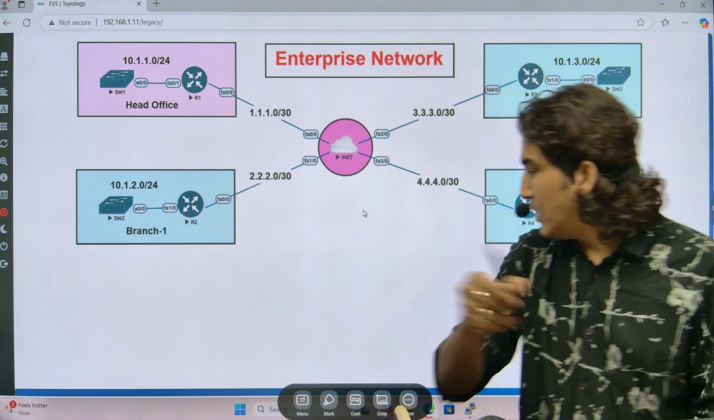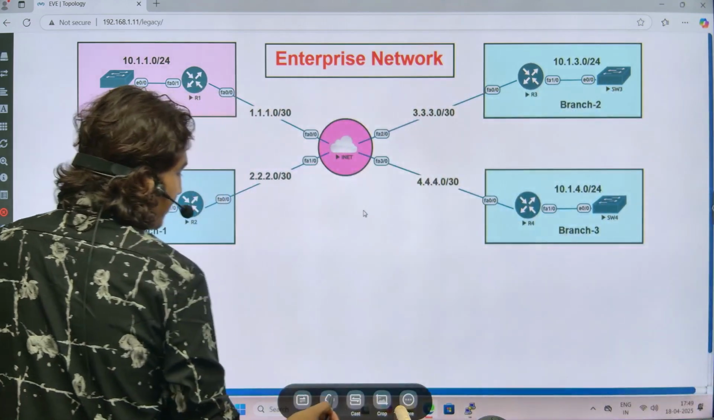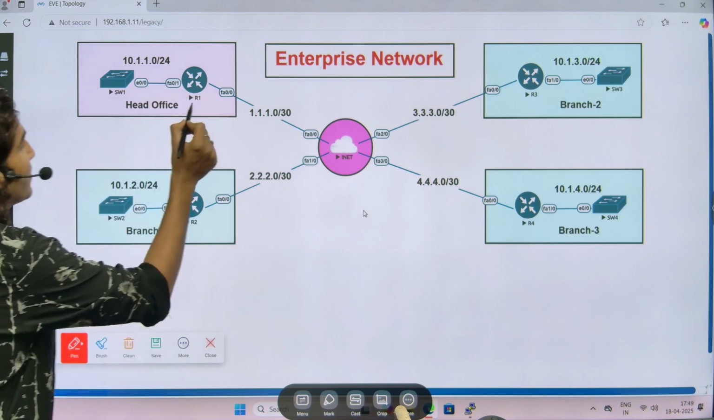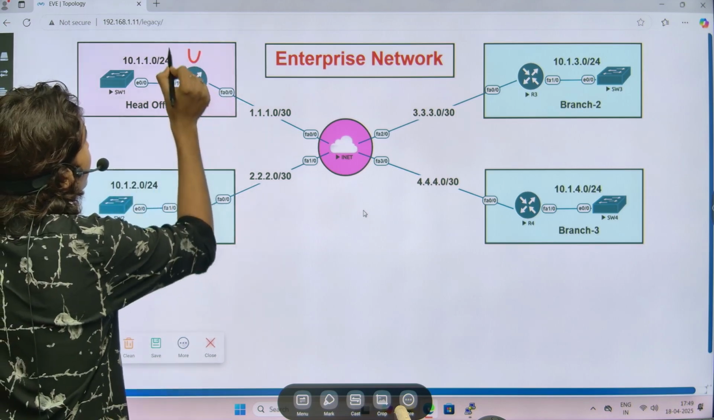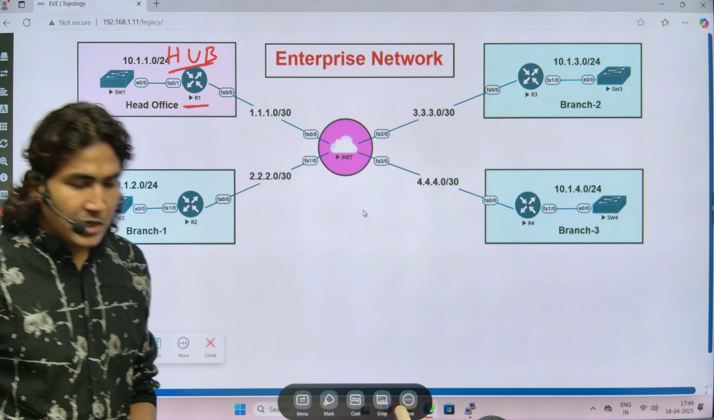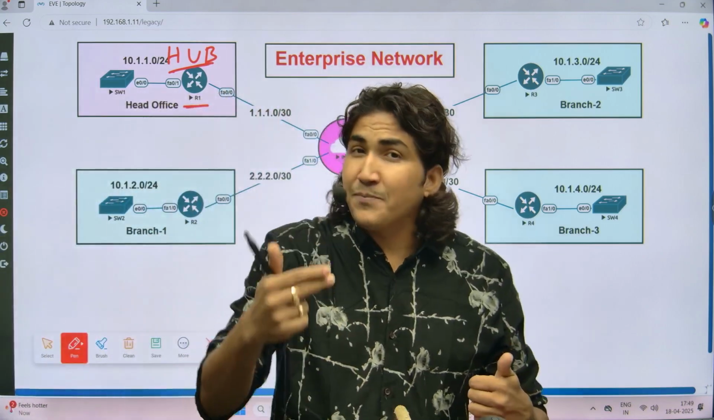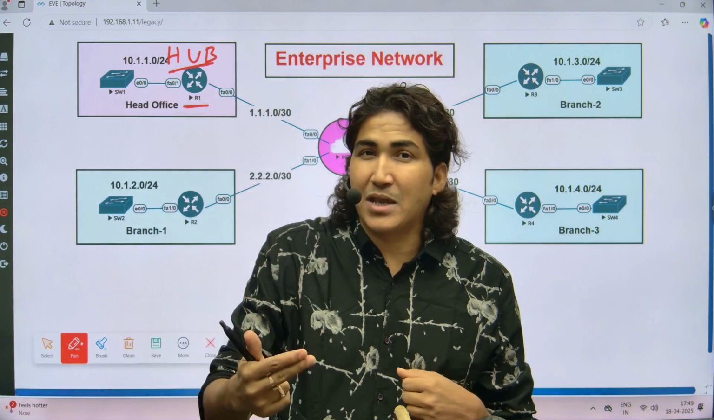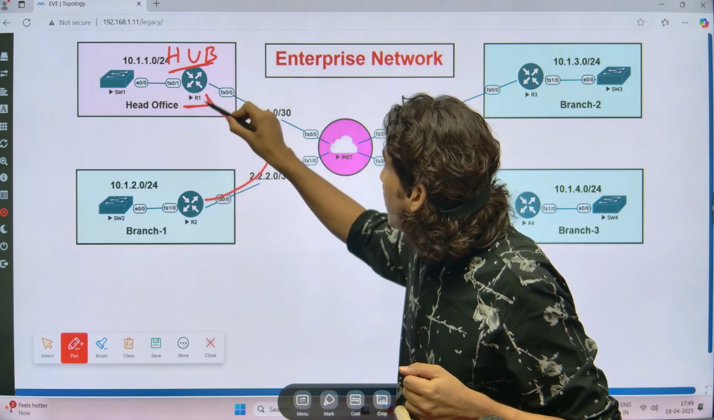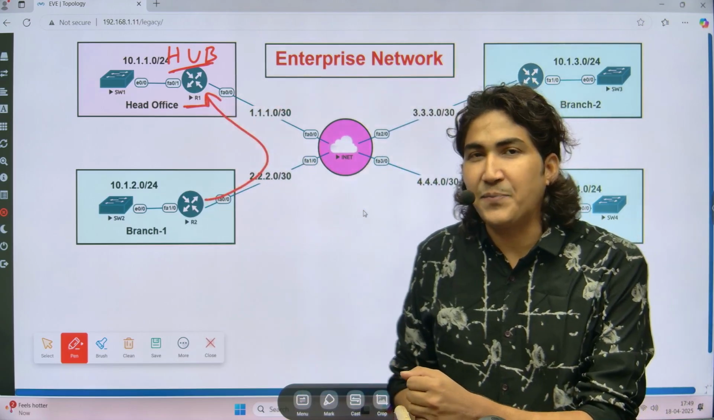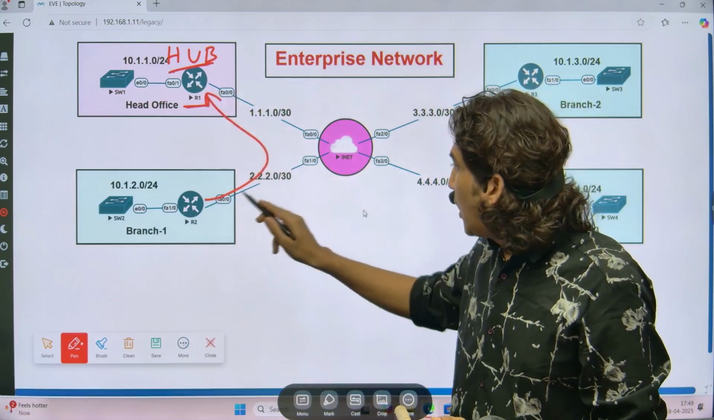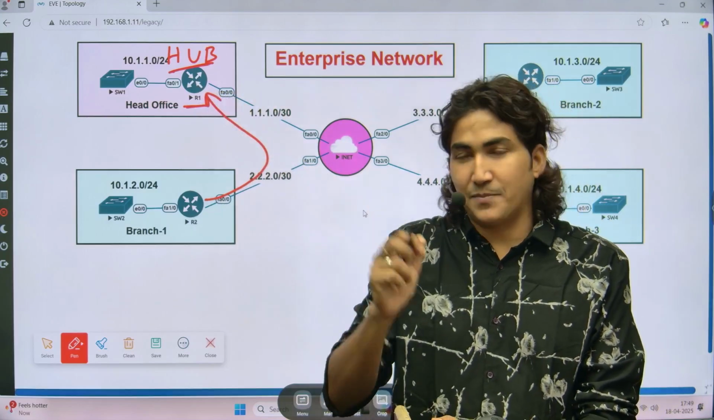Why is the NBMA address unknown for the hub router? This is my hub router. Why is the peer IP unknown? How will the hub router learn the peer IP address, the NBMA address? All the spoke routers are going to register themselves on the hub router. You know this. In DMVPN, all the spokes register themselves on the hub router. How? By sending an NHRP registration message.